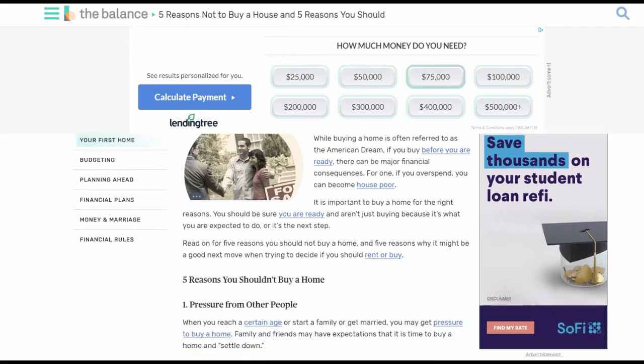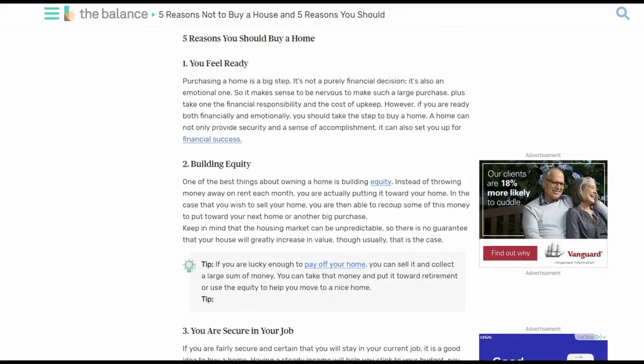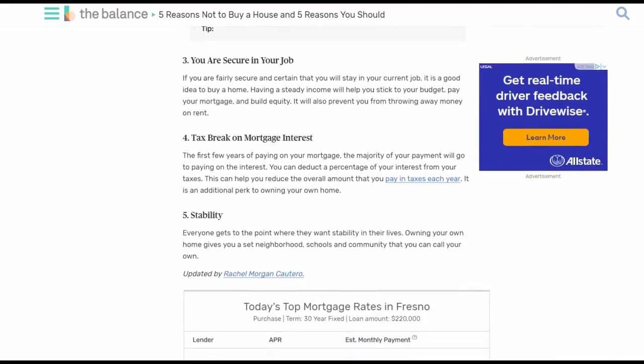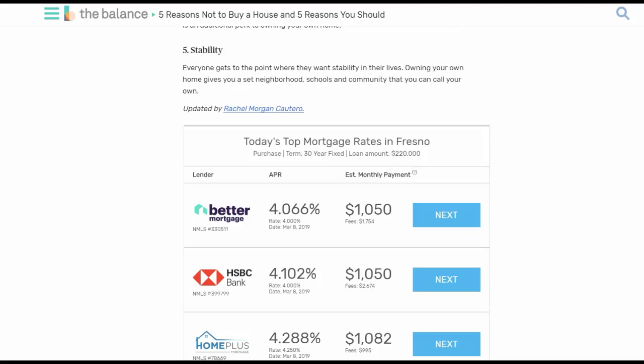Now she gives you five reasons not to. I'm going to focus on her 5 reasons to buy the house. Okay, 5 reasons you should buy the house. So I'm just showing you. I've given you her title. You can go to it on your own. Her first reason is you feel ready. Her second reason is to build equity. Her third reason is this matter of being secure in your job. The fourth reason is this matter of a tax break, and her fifth reason is this matter of stability.